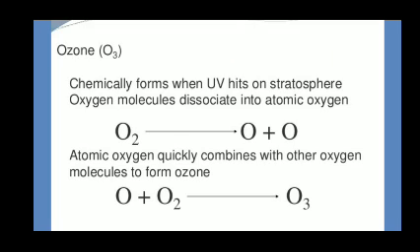Ozone chemically forms when UV hits the stratosphere: the oxygen molecule dissociates into oxygen atoms. O2 gives O plus O. Atomic oxygen quickly combines with another oxygen molecule to form ozone. O plus O2 gives O3.